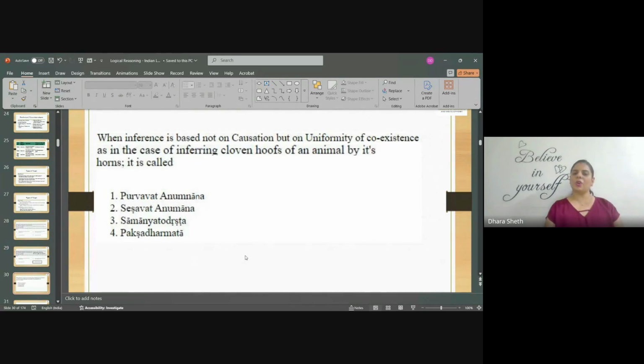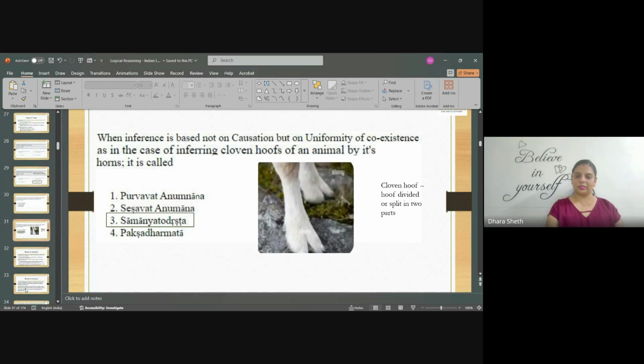When inference is based not on causation, but on uniformity of coexistence, as in the case of inferring cloven hoofs of an animal by its horns, what is it called? Purvavat anuman, Sheshvat anuman, Samanyato Drashta, Pakshadharman. It is called Samanyato Drashta. I hope this makes it clear.